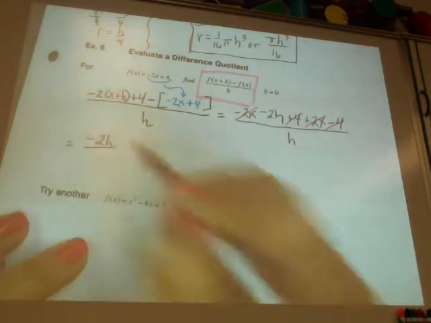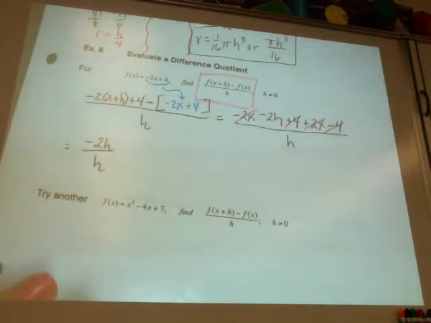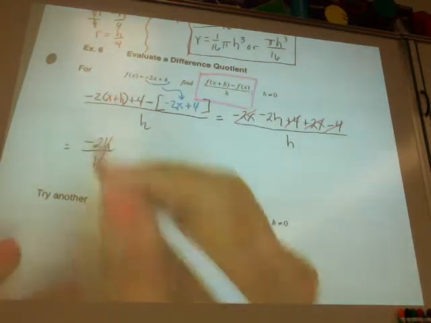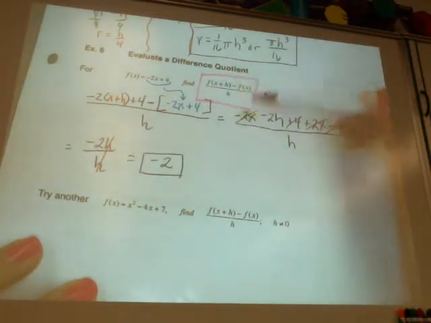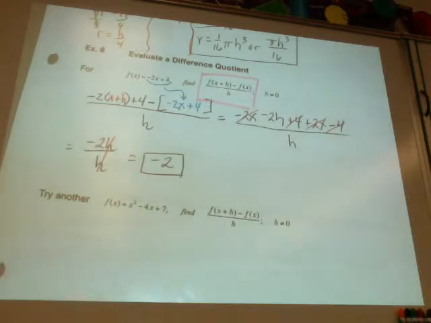Negative 2h over h. Do you see how my h is going to cancel out? So my difference quotient turns out to be negative 2. So this whole value is equal to negative 2. Oftentimes you're still going to have an x in your answer. This one just turned out to be a real number.